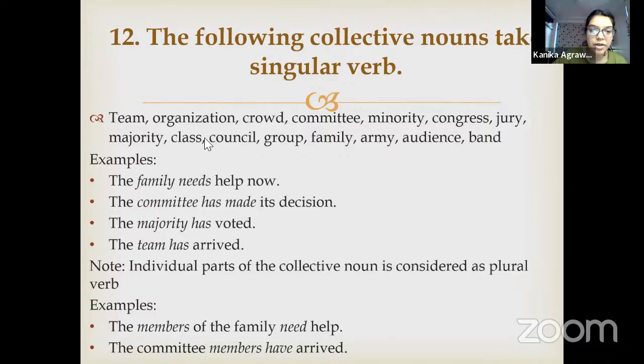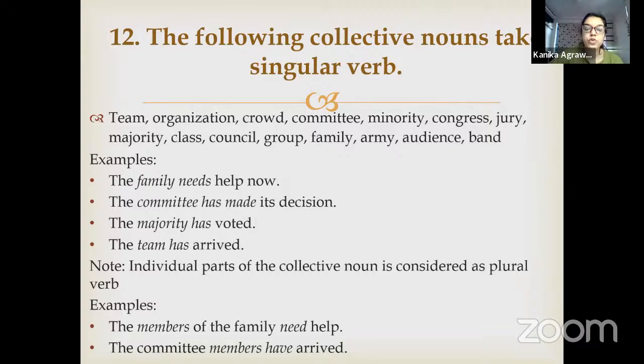Did you get my point? Did you understand this? Sorry. Did you understand this about collective nouns, and where you have to use singular and where you have to use plural? Okay, everybody, I want your replies so that I move on to the next slide. I got only 2 responses. Someone is asking, ma'am, please repeat it again.